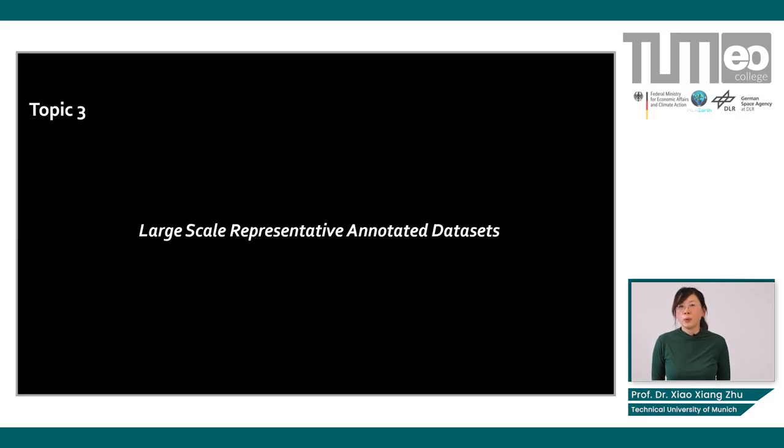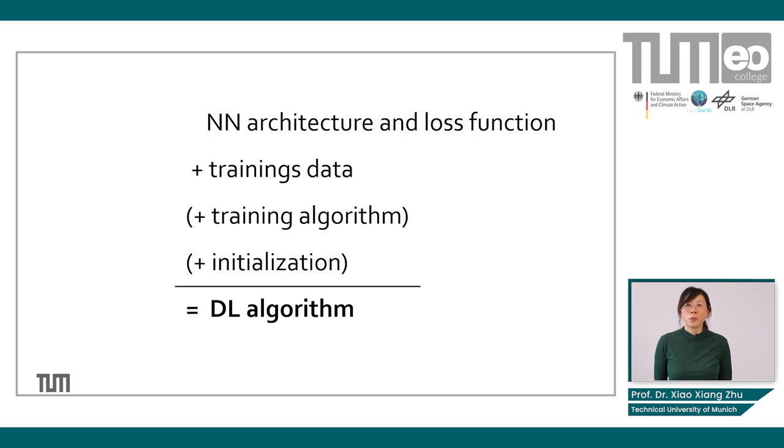Very shortly, I will talk about the third topic, which is also very crucial. It's more about large-scale representative annotated datasets. So this I mentioned also before. Basically, in EO, we have a different situation than computer vision. In general, we have less annotations, but this is, however, super important, right?